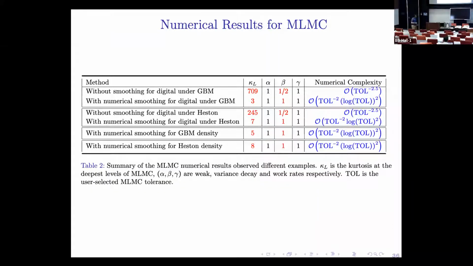So what we observed is that we hugely decrease the kurtosis at the finest level for the different examples: the digital option, the GBM and Heston. We also have bounded kurtosis when estimating densities. And we observe consistently that we improved the variance decay rate from 1/2 to 1 when using numerical smoothing. And this has an impact on the complexity. So you get order of TOL⁻² up to logarithmic term, compared to TOL^-2.5. And the same complexity was observed when we tried to estimate densities if you consider GBM or Heston dynamics.